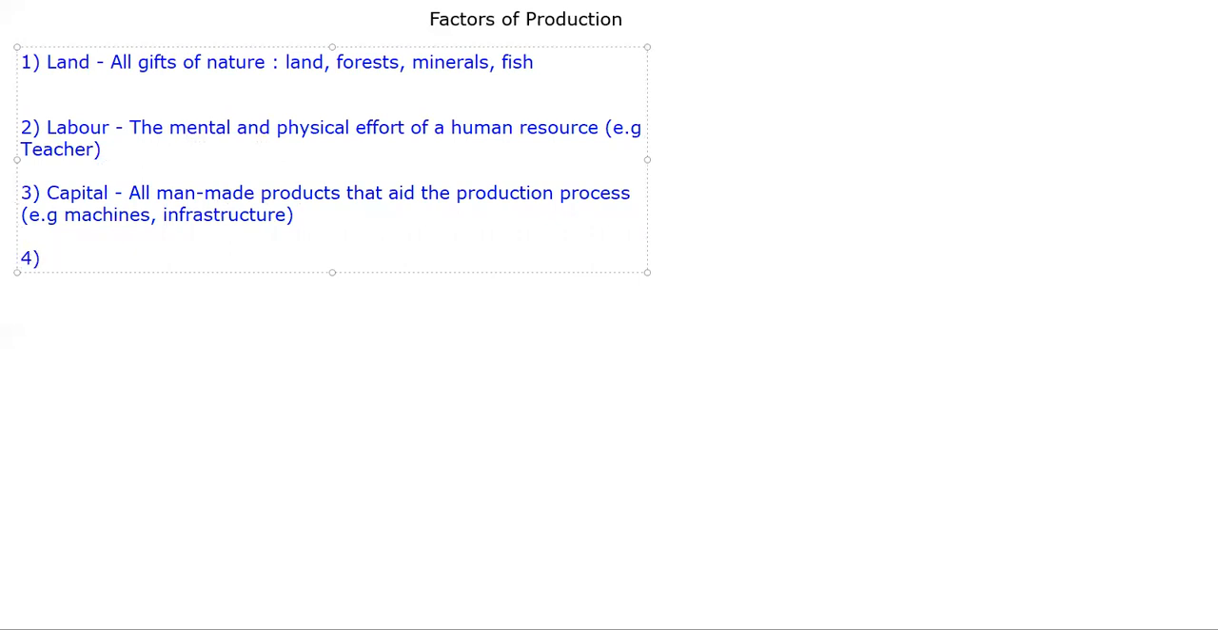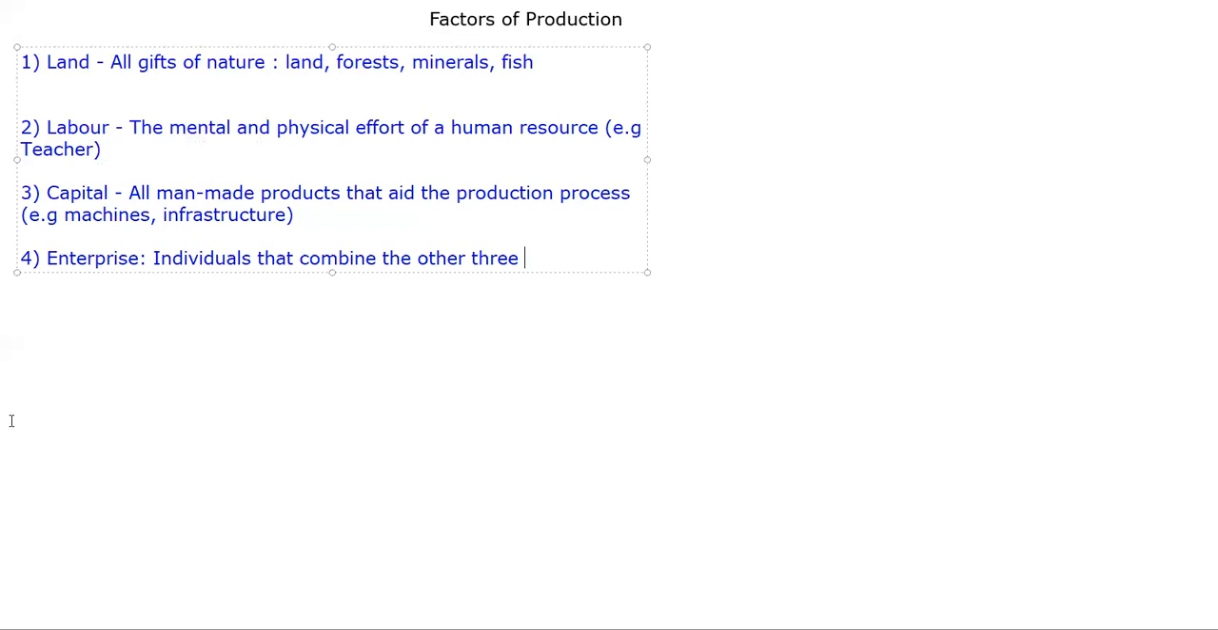The last one is the one that they question the most, perhaps. It's enterprise. Your entrepreneur is an individual who takes risks and produces goods and services. He combines all the other three factors. The other three factors by themselves won't do much. You need someone who's going to step up, start production, and combine the other factors of production.